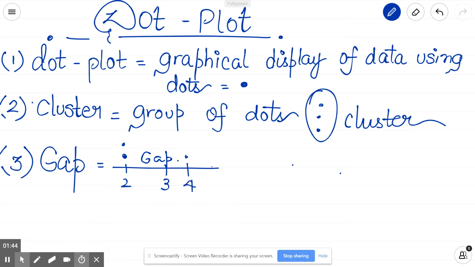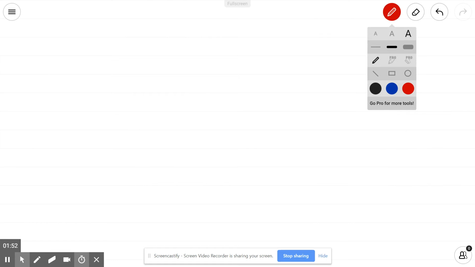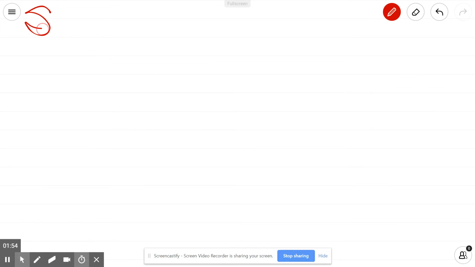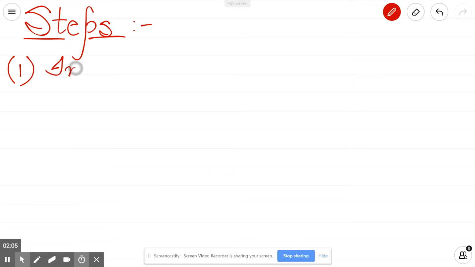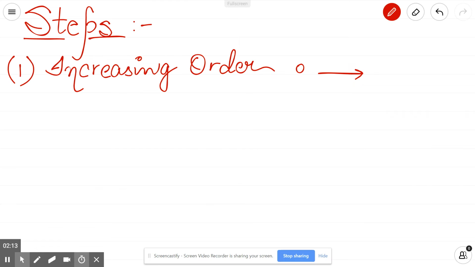Now on the next page, I'm going to share with you the steps that we will follow to create a dot plot. So we'll let this fly away. And on this page, we'll talk about the steps that we will follow to create it. So our step number 1 is that we will put our data in increasing order, from smallest to largest.